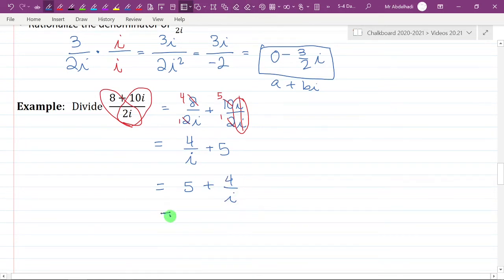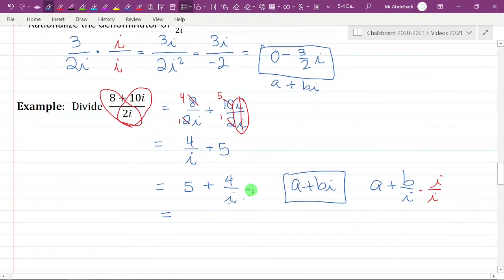When you see that, remember, your goal is to get to a plus bi, like that, not that, no good. So we need to do that trick where we multiply the top and bottom by i. That's what we're going to do now. We're going to multiply the top of this by i. Let's do this in red so it stands out. And the bottom by i. Now this becomes 5 plus 4i on top and i squared on the bottom.